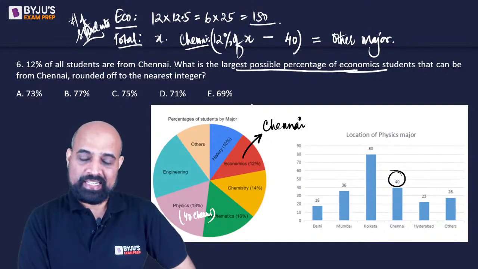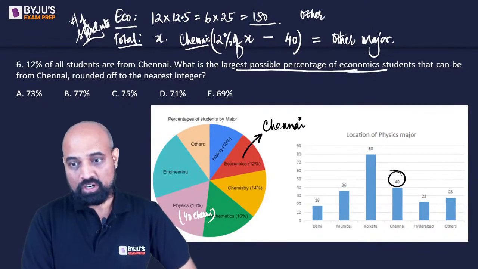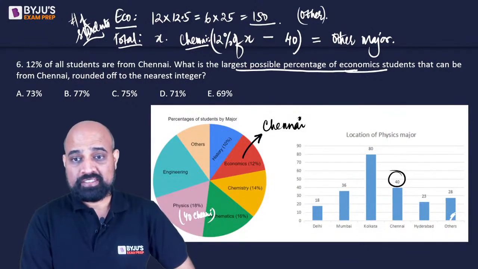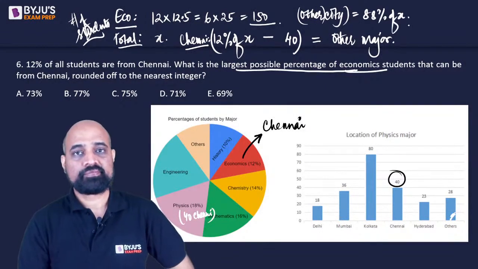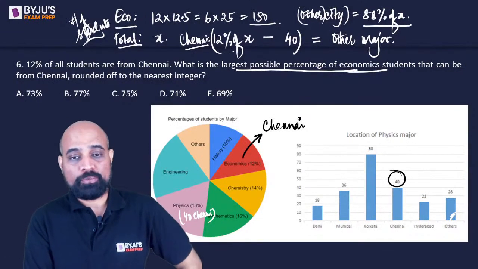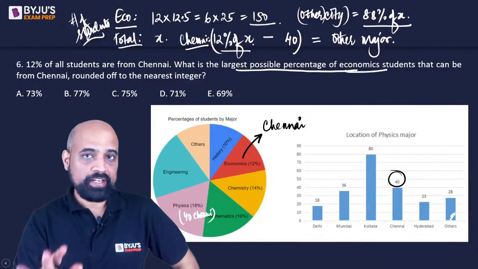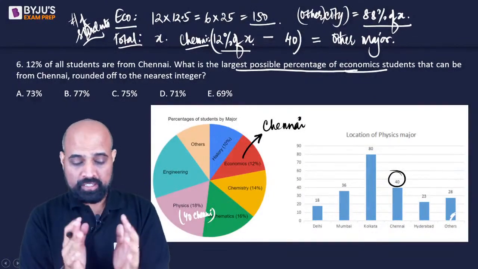Now, having said that, we also know that from every other city, not this other, ये वाला others नहीं, from every other city, there are going to be 88% of X students, है ना? 88% of X, क्योंकि 12% of X is from Chennai, तो non Chennai वाले 88% of X है. Now understand, there are two parts to this.